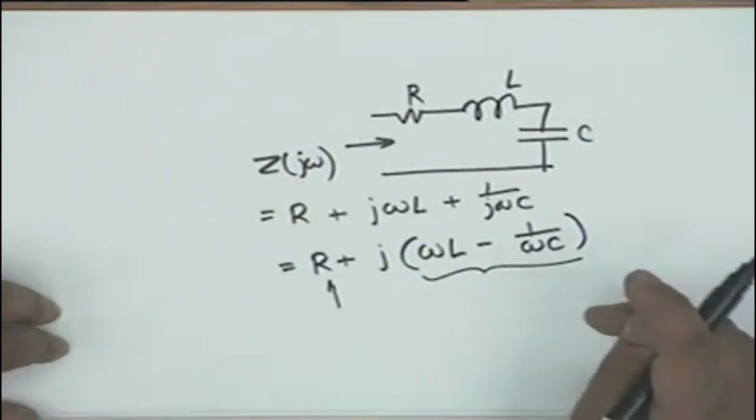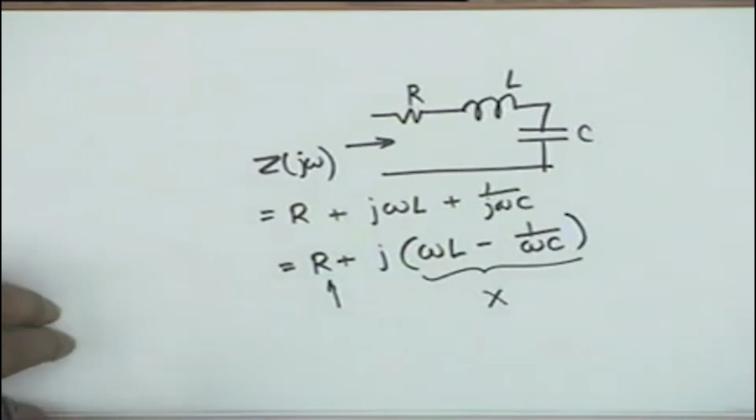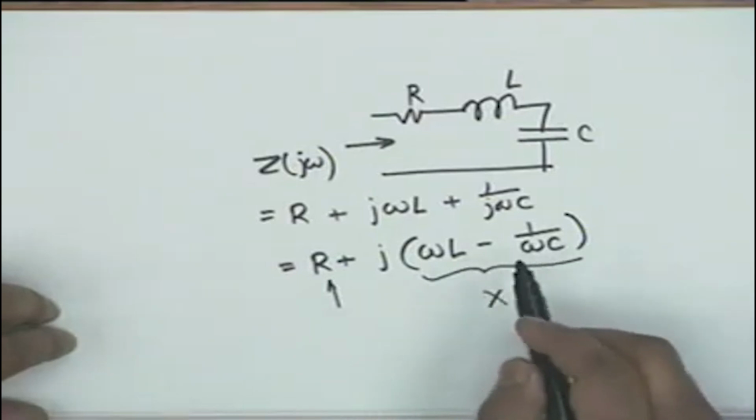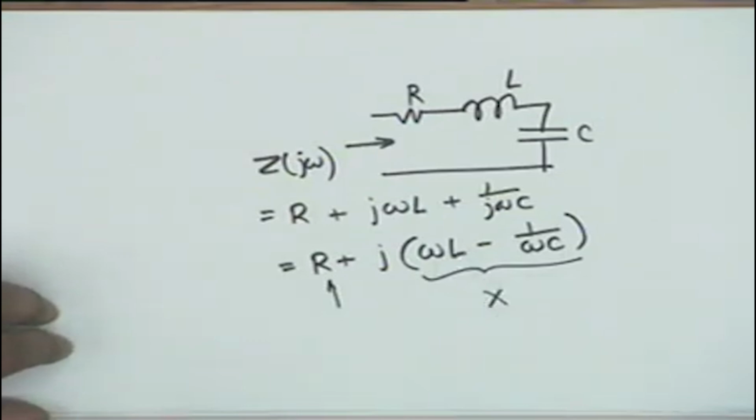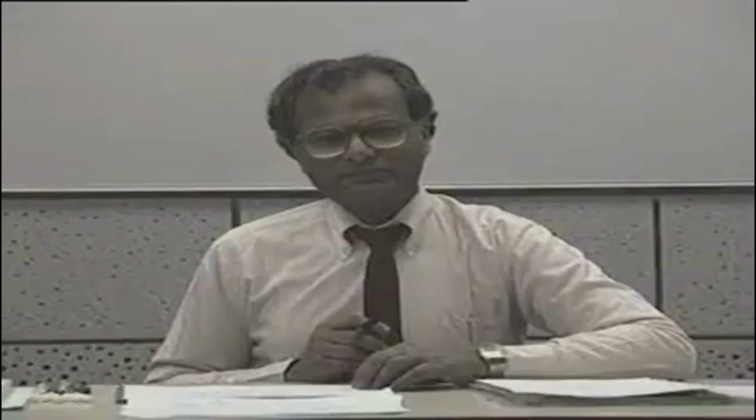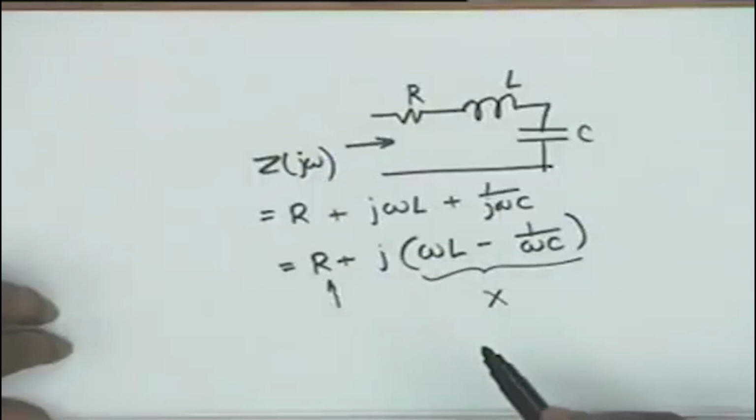And you see that the reactive part now consists of the combination of an inductor and a capacitor. And because you also notice that the reactance of an inductor is of opposite sign to that of a capacitor, depending on which is greater, the reactance could be positive.